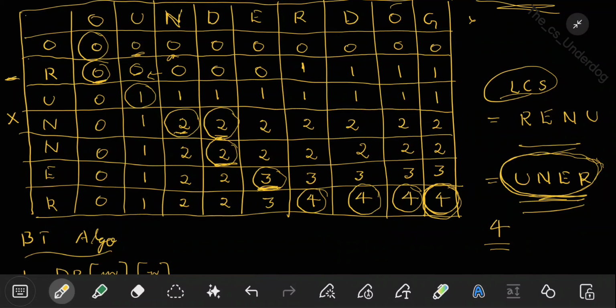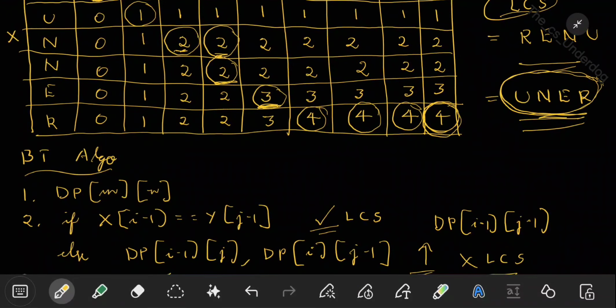So this is about the LCS algorithm. What about the time and space complexity? Even though we already learned in the last lecture, we are going to emphasize again, time complexity is order of m into n because you are filling a table which is of size m into n. And what about the space complexity? Space complexity is also order of m into n.